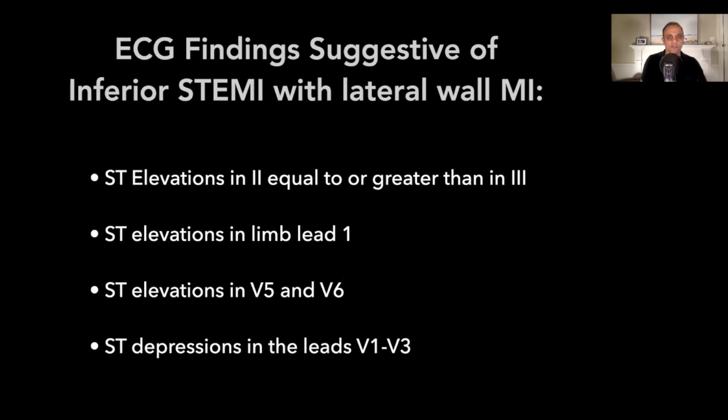So to summarize, inferior MI with lateral wall ischemia or MI is going to be probably highly suspected in patients when you have ST elevations in lead 2 equal or greater than in lead 3. And ST elevations in limb lead 1 would be elevated, maybe aVL sometimes, along with ST elevations in precordial leads V5 and V6. Now, typically, you're going to see ST depressions in the anterior precordial leads V1 through V3. So be aware of that.